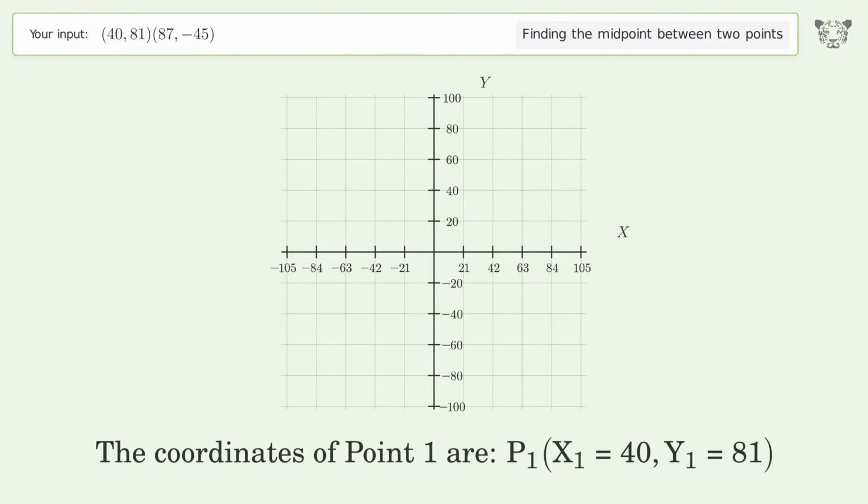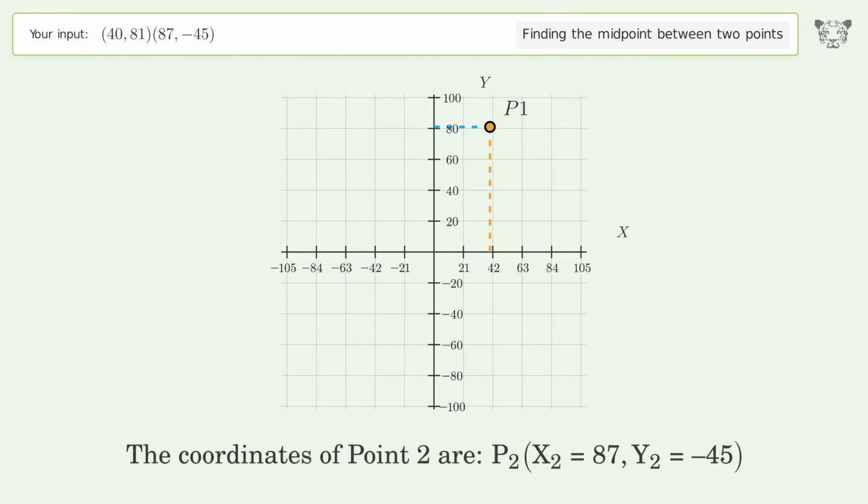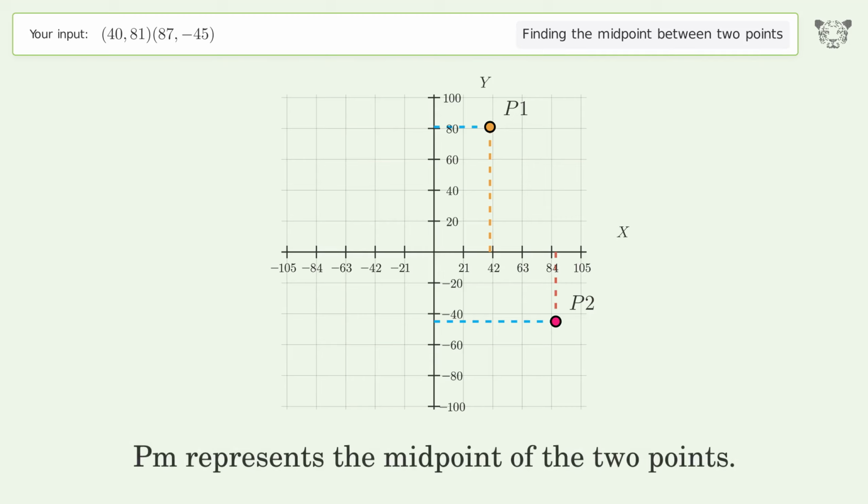The coordinates of point 1 are x1 equals 40, y1 equals 81. The coordinates of point 2 are x2 equals 87, y2 equals negative 45. PM represents the midpoint of the 2 points.